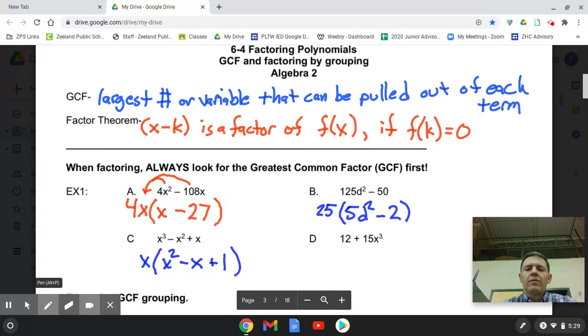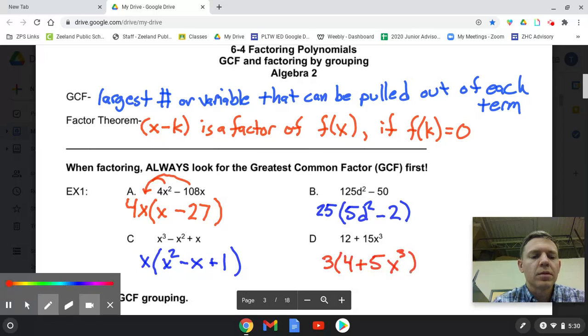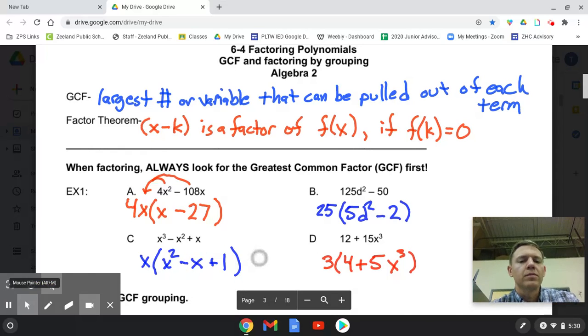And then for part D, what do those have in common? Go ahead and try that on your own. Hit pause right now. When you hit play again, you're going to see the answer. All right, greatest common factor is 3. 3 times 4 is 12. 3 times 5 is 15. No x's in the first term, so we can't include an x in our greatest common factor. Slide up.